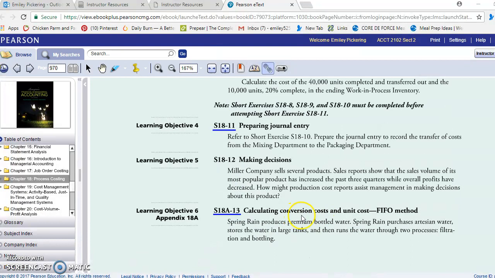All right, so let's talk about calculating conversion costs and unit costs. So I'm doing 13 now.